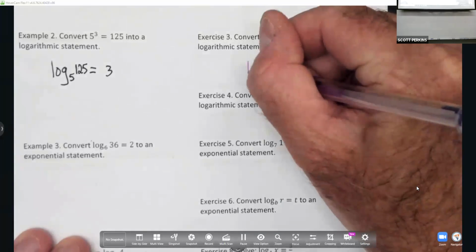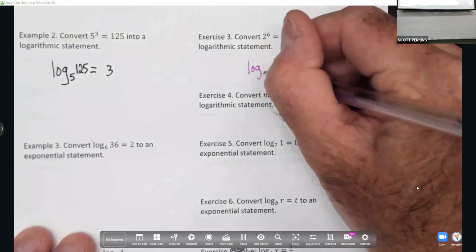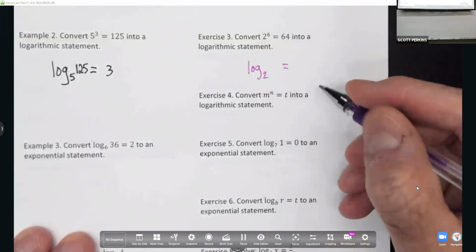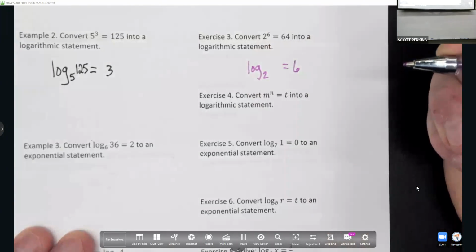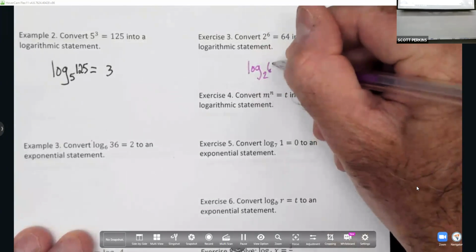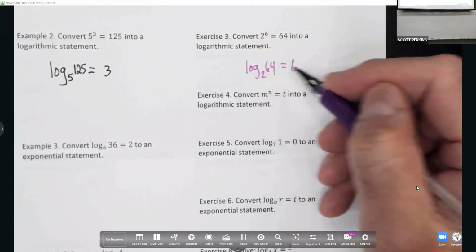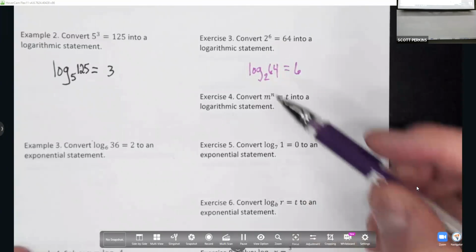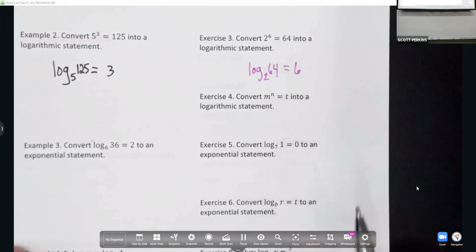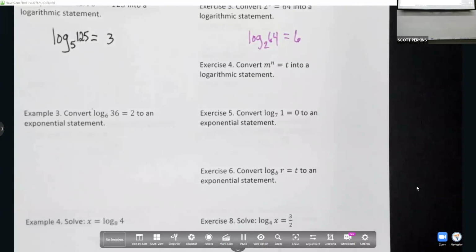All right, so I've got my logarithm. What's the base of the logarithm? 2. And then the logarithm is going to be equal to what? The power, which is 6. The logarithm is always equal to a power. So that means the only other number I have to deal with is 64. That's what I'm taking the logarithm of. Log base 2 of 64 is 6. Basically, all this is saying is 2 to what power gives you 64? Well, that's 6.